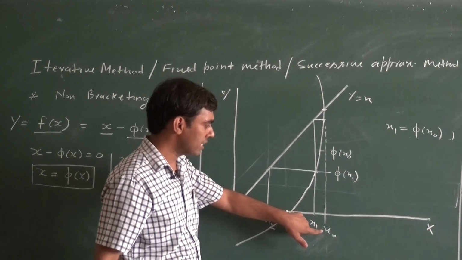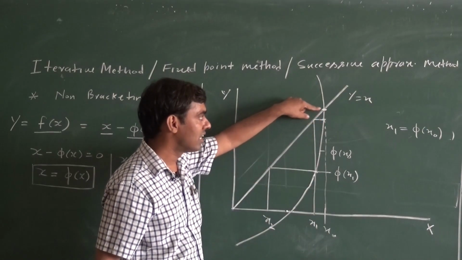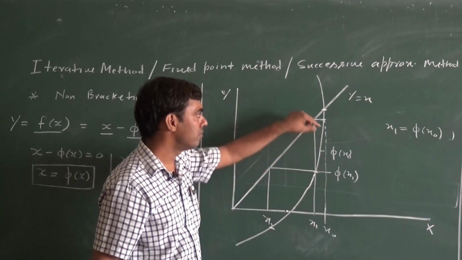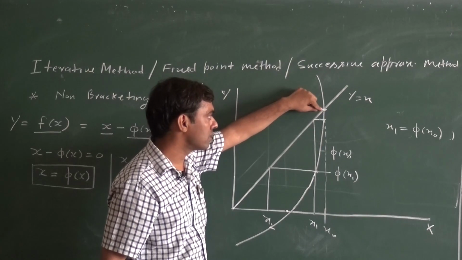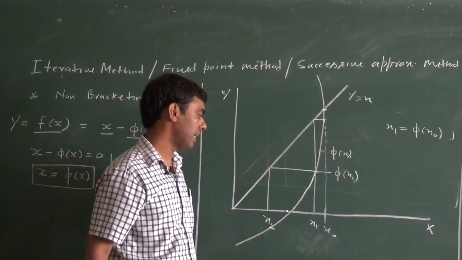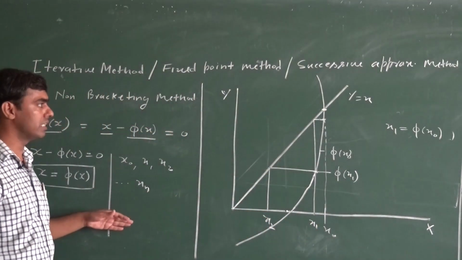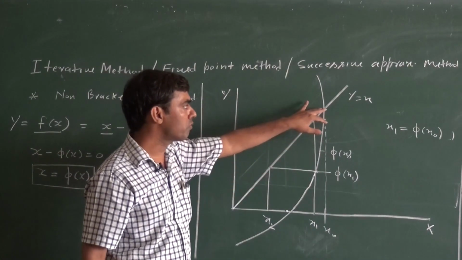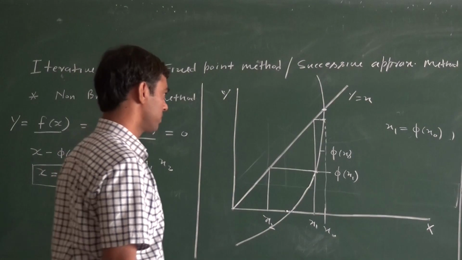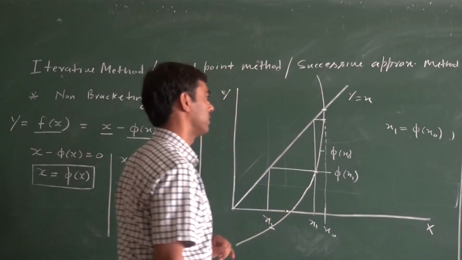Now, the actual root lies here. But if we take the initial value x0 nearer to alpha, in the first iteration we move far from our actual root, and in x2, even farther from the actual root. As the number of iterations proceeds, we move farther from our actual root. So this is a case of divergence.